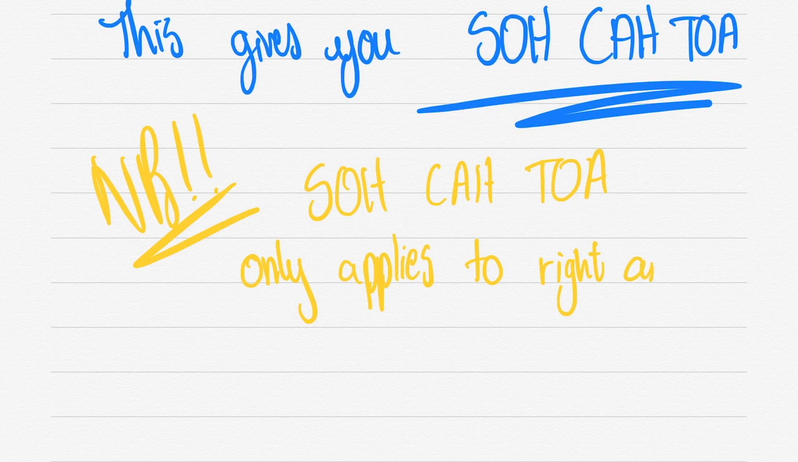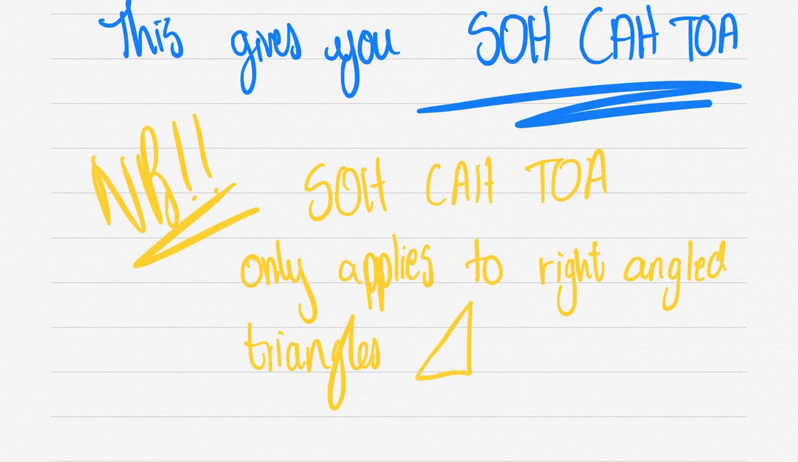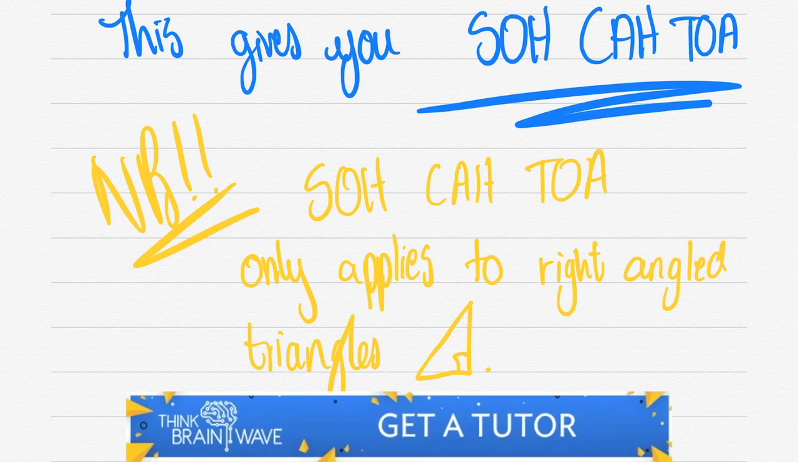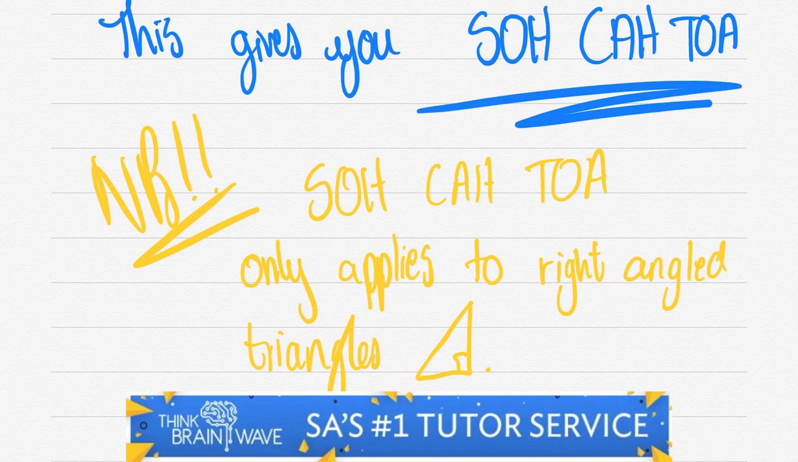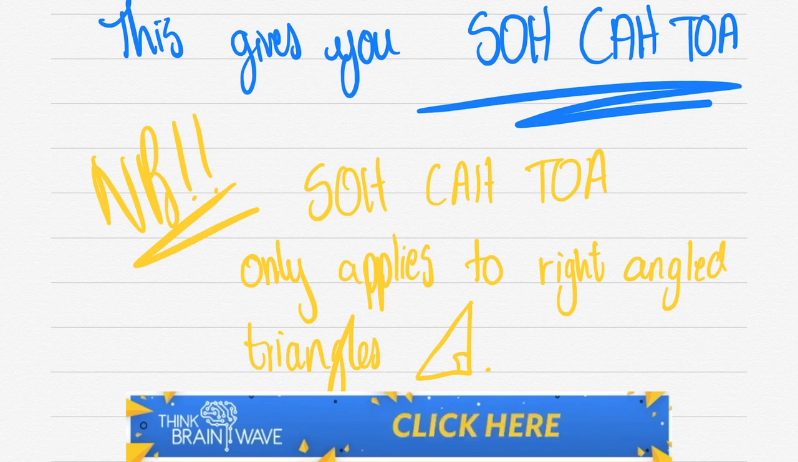So we have SOHCAHTOA. It only applies, as I mentioned earlier, to right-angled triangles. I'm really taking time on this video, as I'm sure this is going to be a video that you watch a couple of times. This is a very, very important part of your trigonometry. Trig is really easy. It only depends on whether you know your rules or not. If you don't know your rules, unfortunately, it's not going to be the easiest of subjects to pass. But if you do know your rules, easy game.